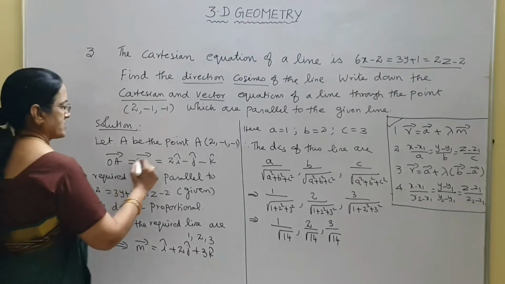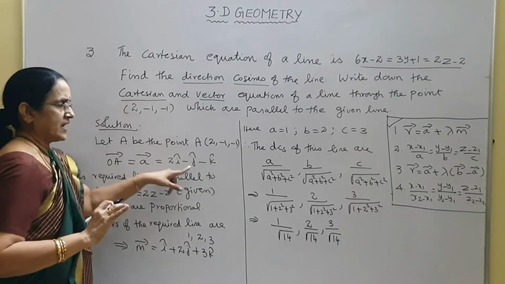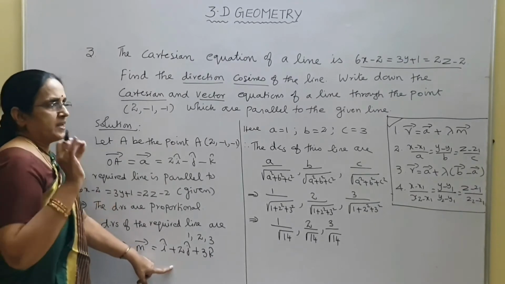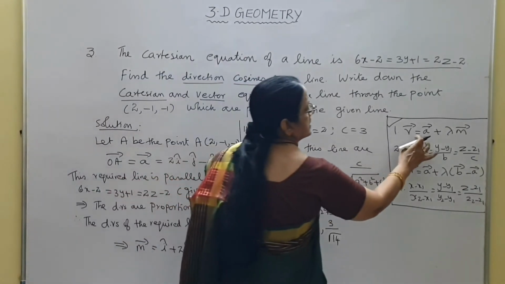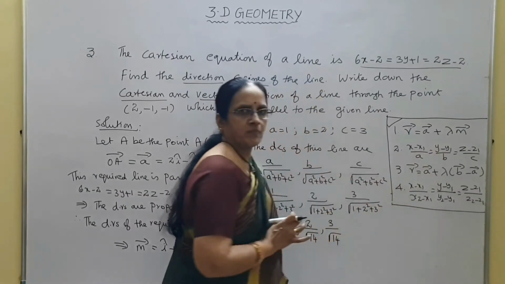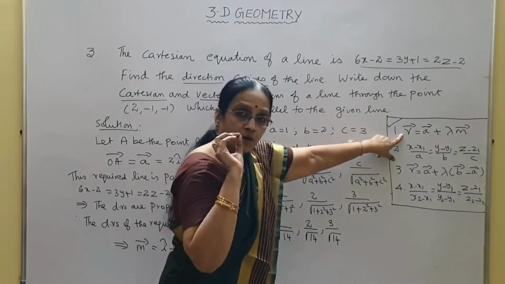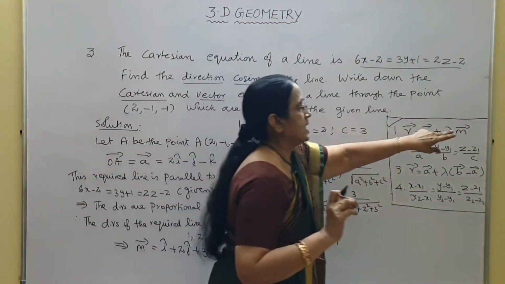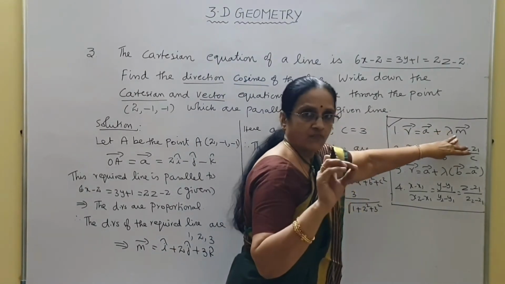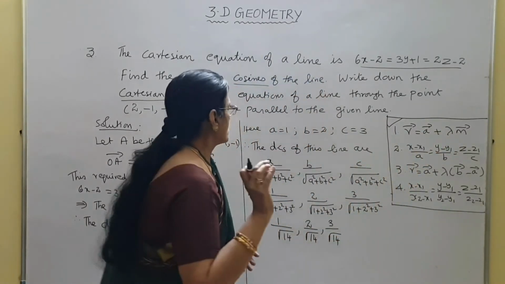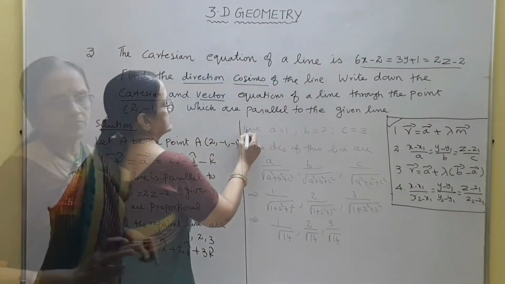I know the point A, that is A vector I know. The parallel direction M vector also I know. Immediately this equation in vector form should come to your mind. That is, the equation of the line passing through a point parallel to a direction in vector form. So, let us write the equation now.